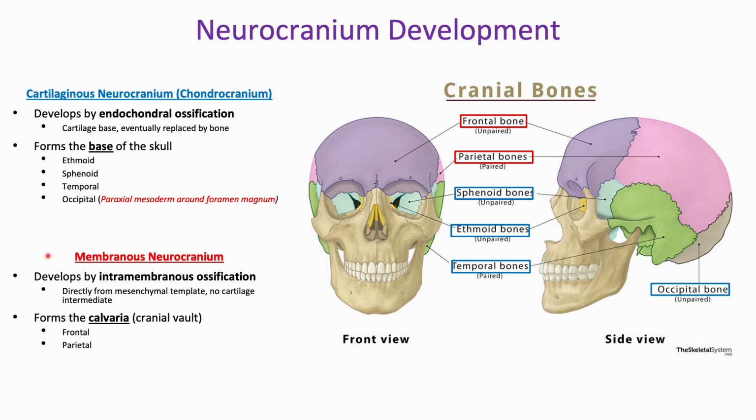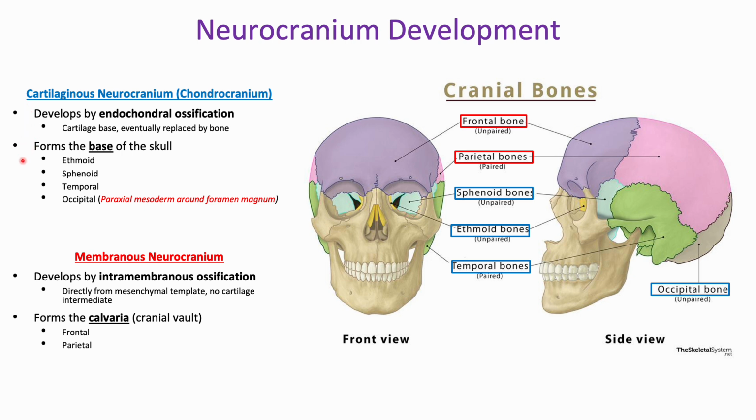That's different than the membranous neurocranium, which is going to develop by intramembranous ossification. This means you go directly from that mesenchymal template to bone with no cartilage intermediate. So that's the big difference between endochondral and intramembranous ossification. With that in mind, that's the process by which these bones develop. Let's think about the difference in the actual bones themselves.